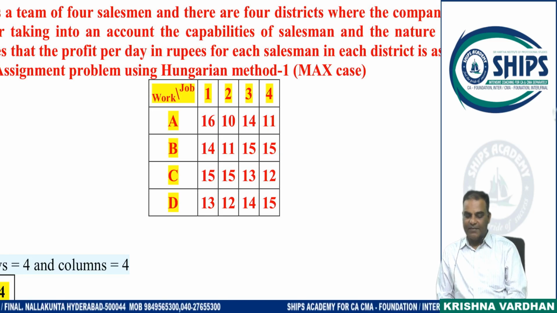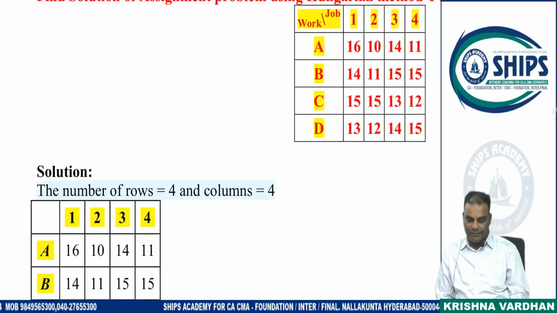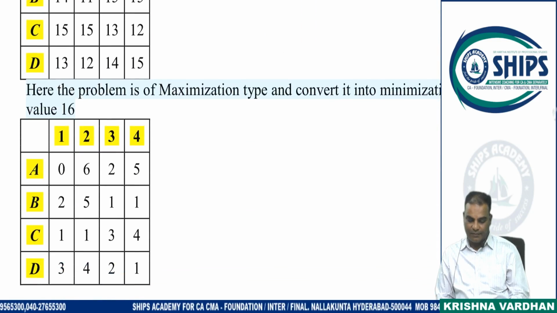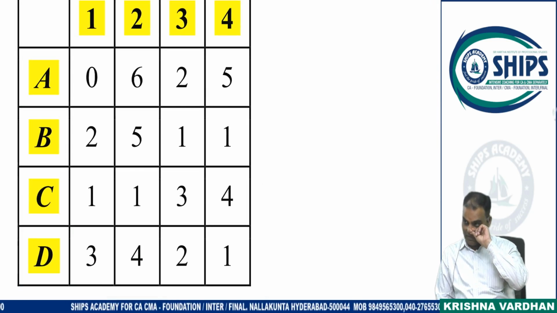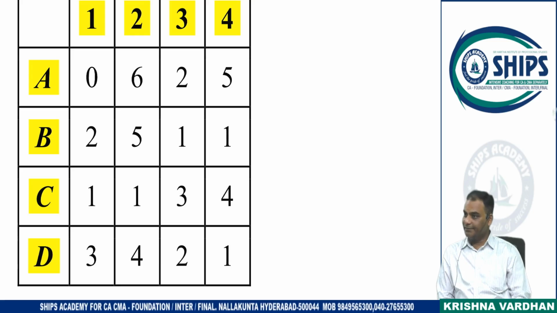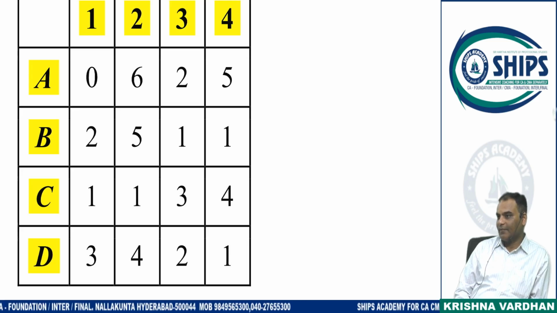Yeah, which is the highest number in the matrix, students? So what will you do now? Subtract all the numbers from 16 and make a matrix. Done. Cross check the answer. 0625 2511 1134 3421. From here onwards, you continue with minimization. Row minima, column minima, matrix.